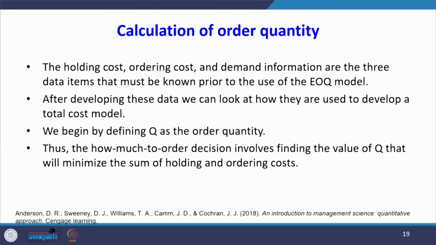Why are we concerned about the total cost model? We have to find out the order quantity that will minimize the total cost. So, we begin by defining Q as the ordering quantity. This is the Q we are going to find out. The how-much-to-order decision involves finding the value of Q that will minimize the sum of holding and ordering costs. That is the logic behind this.